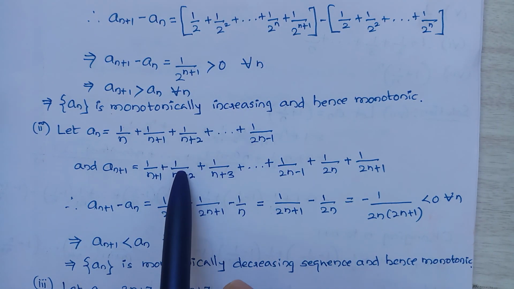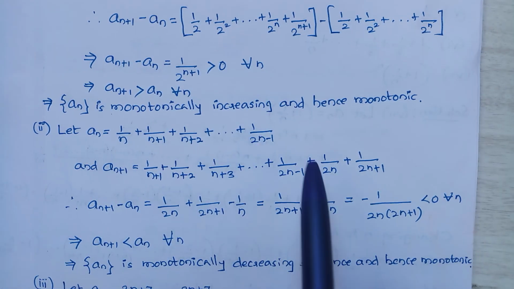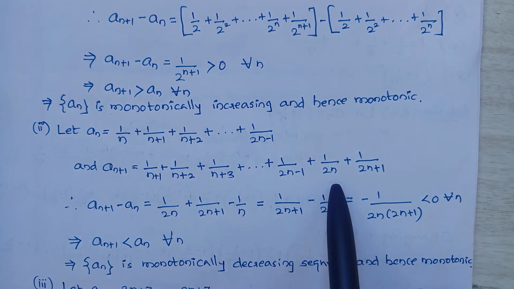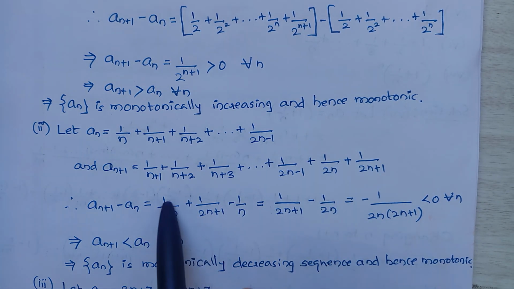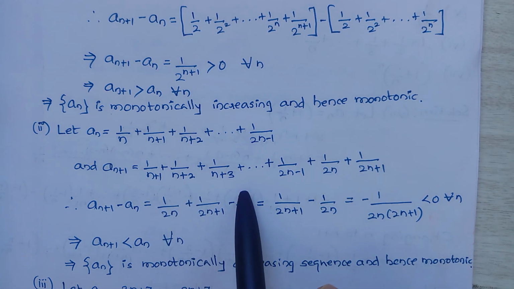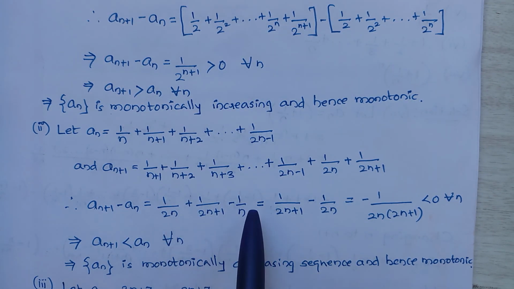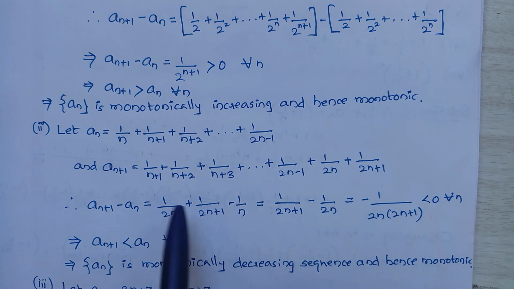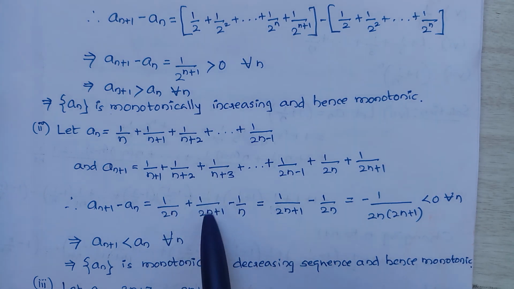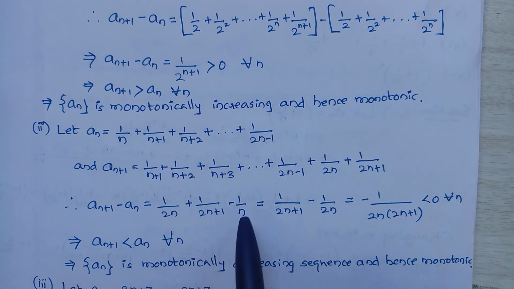These two vanish. Left term is what? 1 upon 2n plus 1 upon 2n plus 1 minus 1 upon n. So I use these two terms, 1 upon 2n minus 1 upon n. Using cross multiplication, I can write 1 upon 2n plus 1.